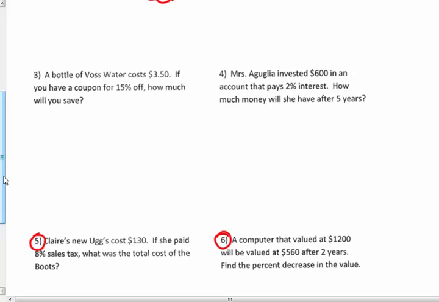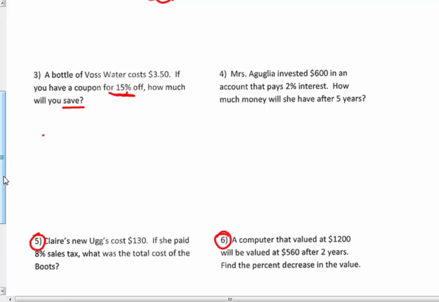Number 3, a bottle of Voss water costs $3.50. If you have a coupon for 15% off, how much will you save? It doesn't say how much you're going to pay. I would pay 85%, but I am actually going to use 15%.